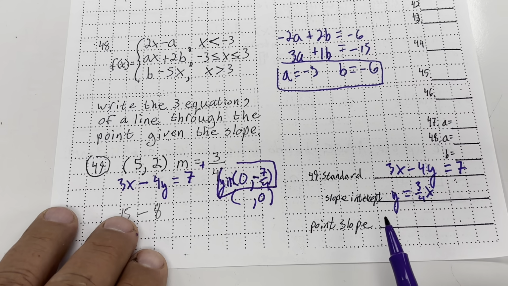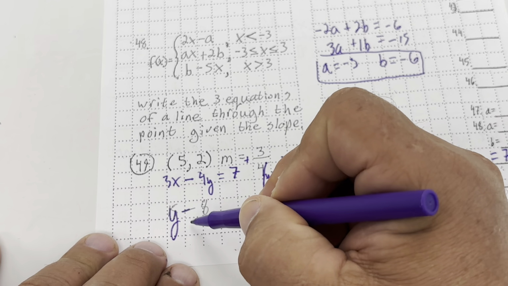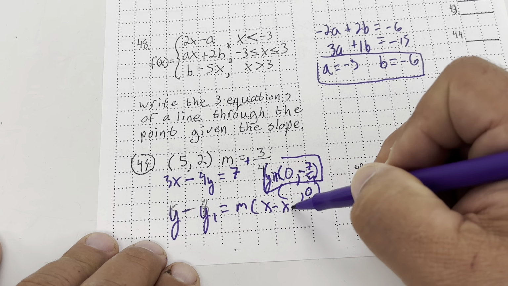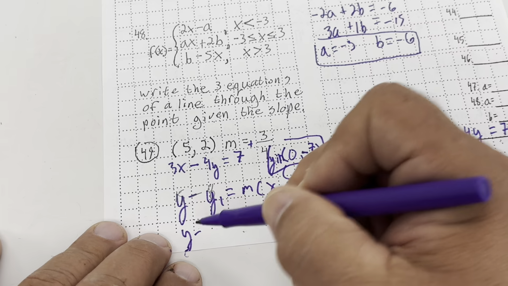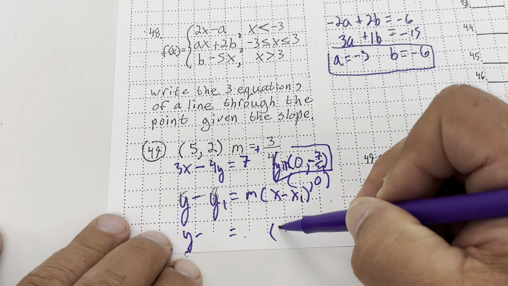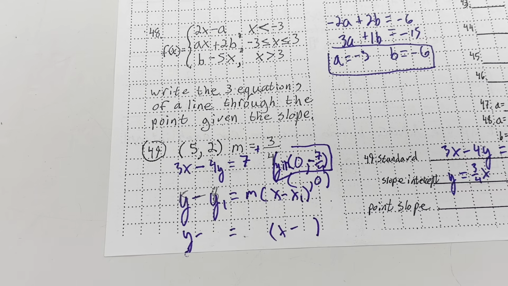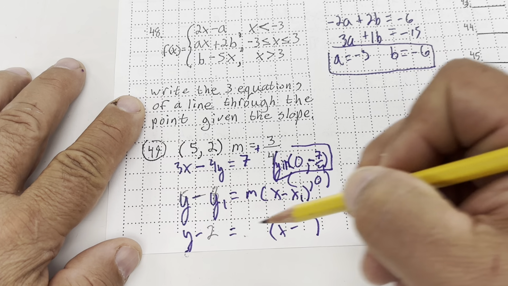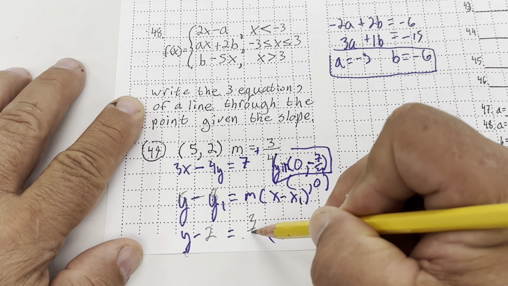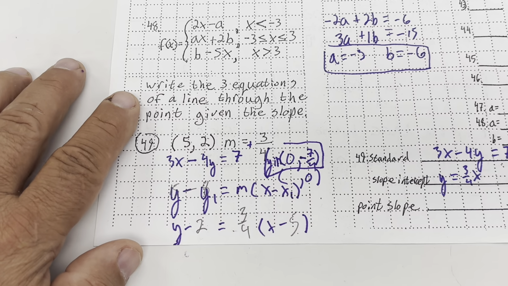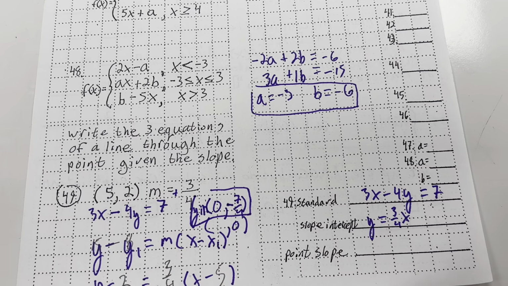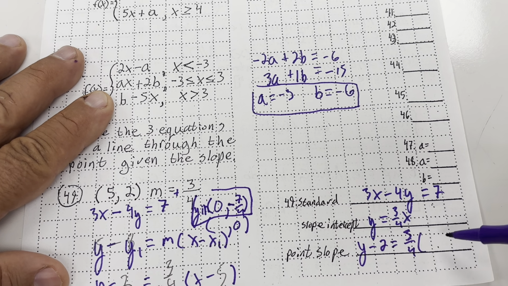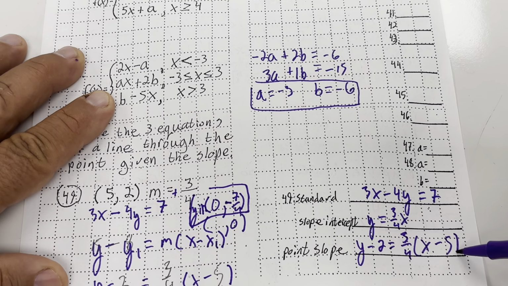The final equation is point slope form. That's going to be y minus y sub 1 equals m times x minus x sub 1. Y minus something is equal to something times x minus something else. And all we need to do is bring in these values for y, which is 2, for the slope, which is 3/4, and x would be 5. And that's my answer. I'm just going to copy it down over here to make it neater. Y minus 2 equals 3/4 times x minus 5. Thank you very much.